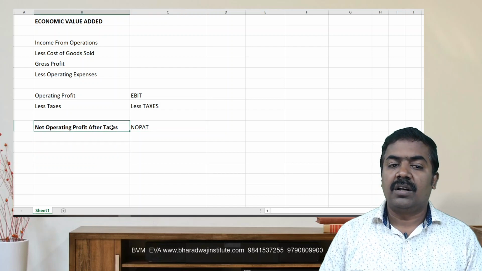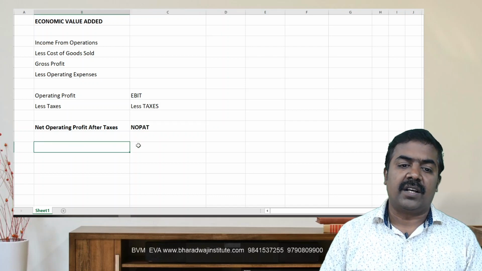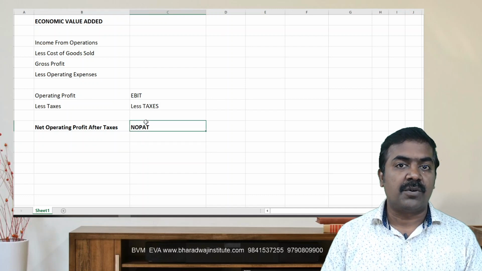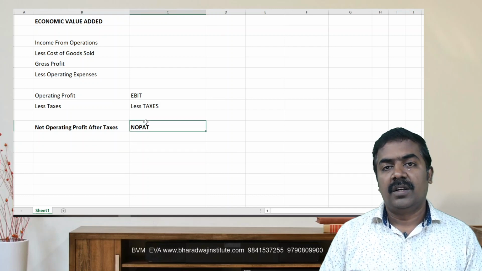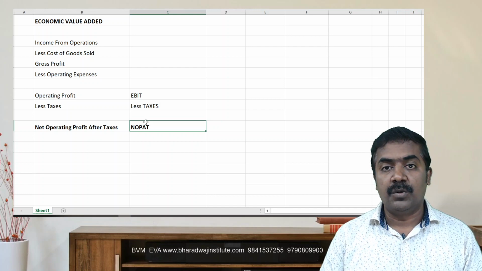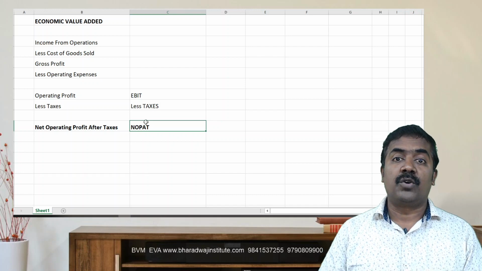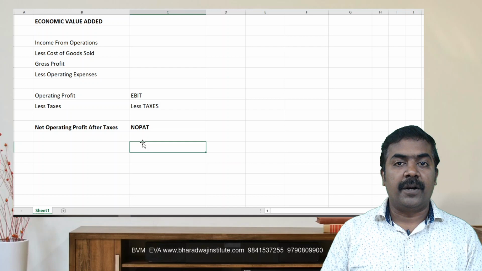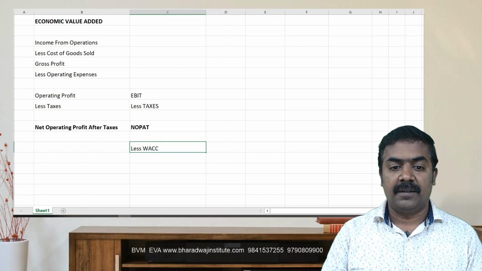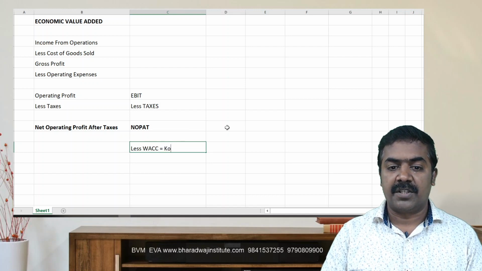So this profit after tax is earned. With this profit after tax, what do you have to do? Does this profit 100% go to equity shareholders? No, you have to bear the cost of funds. We don't use 100% equity. We use equity, we use preference shares, we use reserves, and we use borrowed funds also. So net operating profit after taxes less weighted average cost of capital, otherwise called KO. You would have learnt this in the cost of capital chapter.